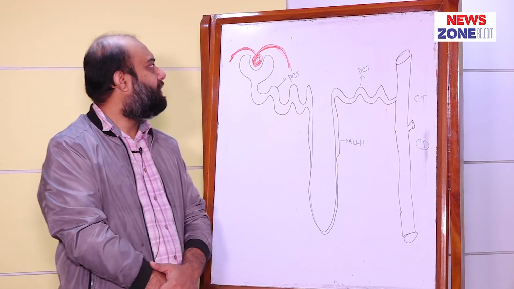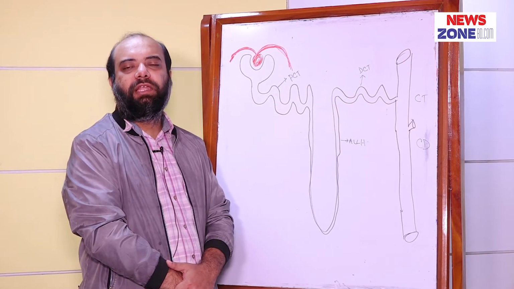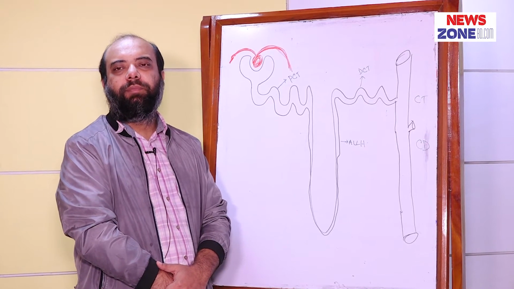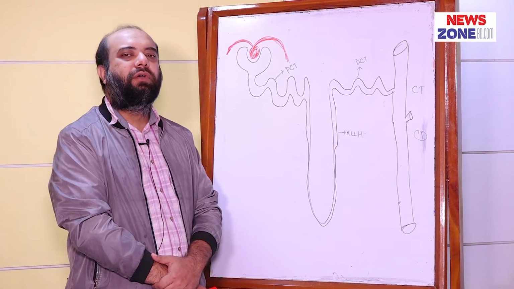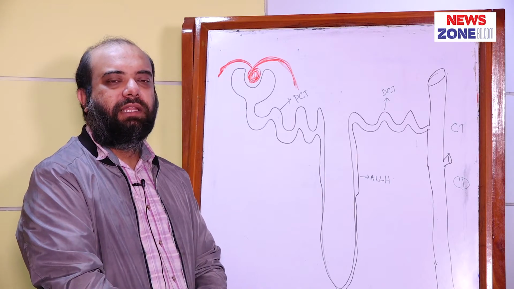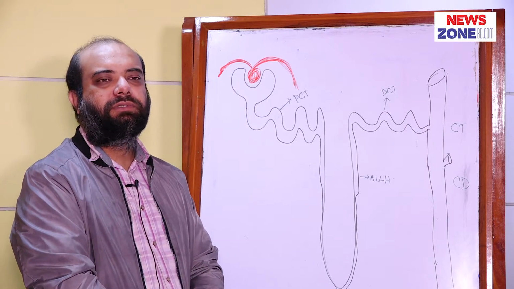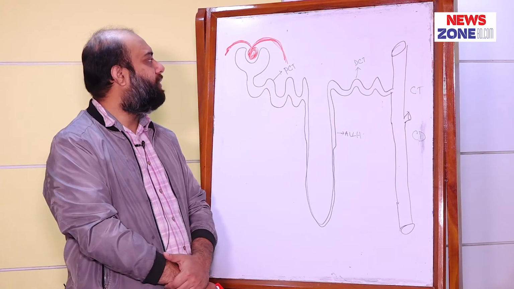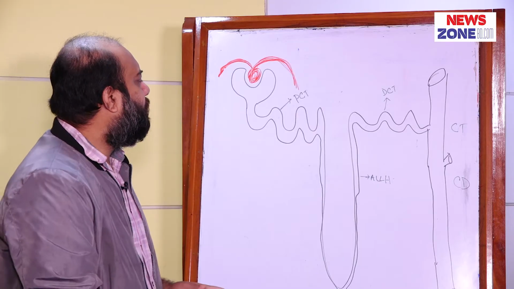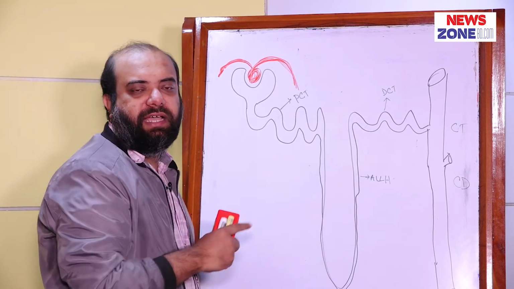As you know, there are two parts of a typical nephron. First one is renal corpuscle and the second one is renal tubules. Renal corpuscle includes glomerulus and the Bowman's capsule, and renal tubules include the various parts of renal tubules. Later I will show you in this diagram. Now, what are the parts of this diagram?